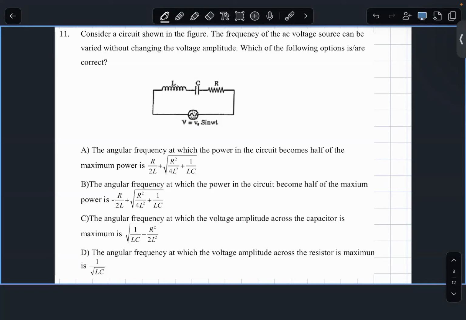The angular frequency at which the voltage amplitude across the capacitor is maximum. Voltage amplitude across the capacitor is maximum means charge amplitude should be maximum. Correct. Current amplitude should be maximum, then this is not the condition.